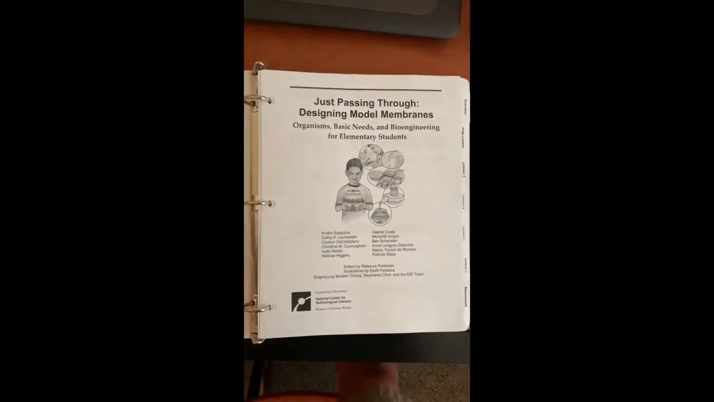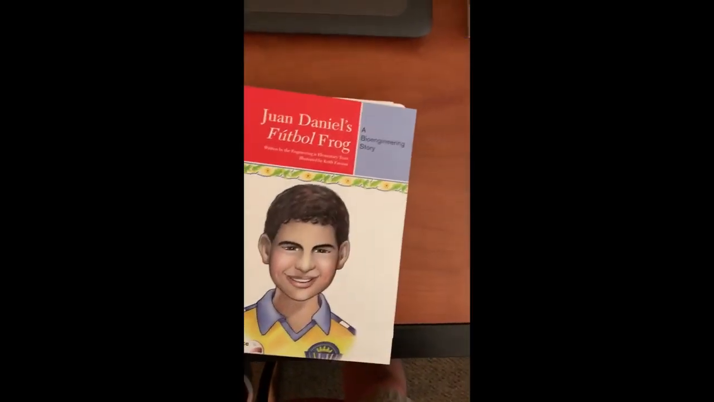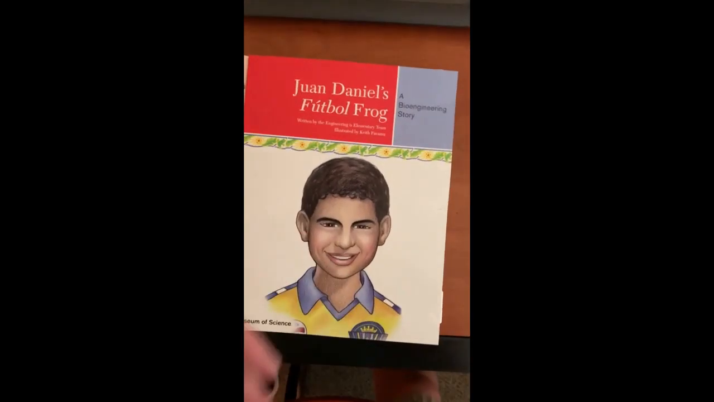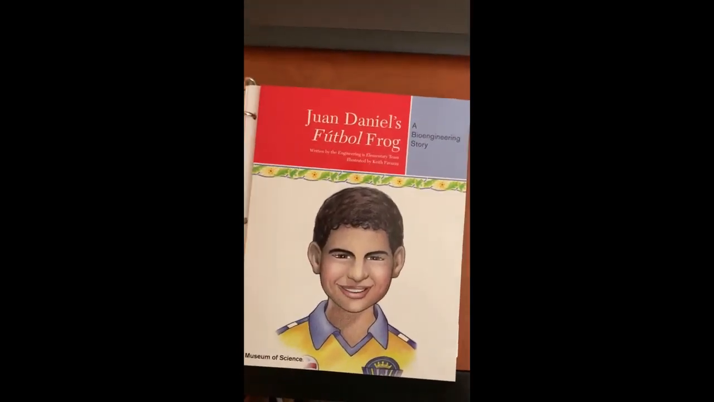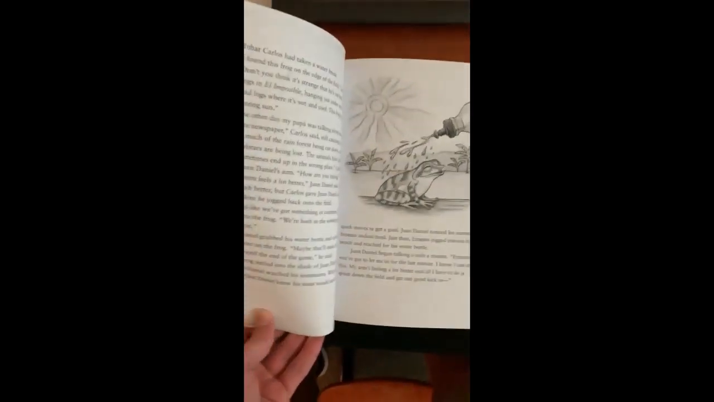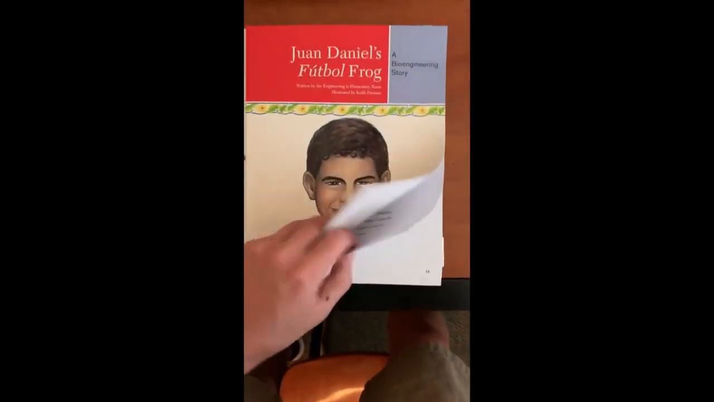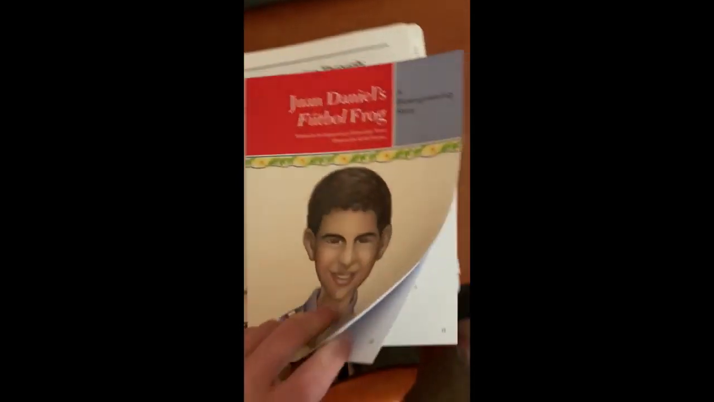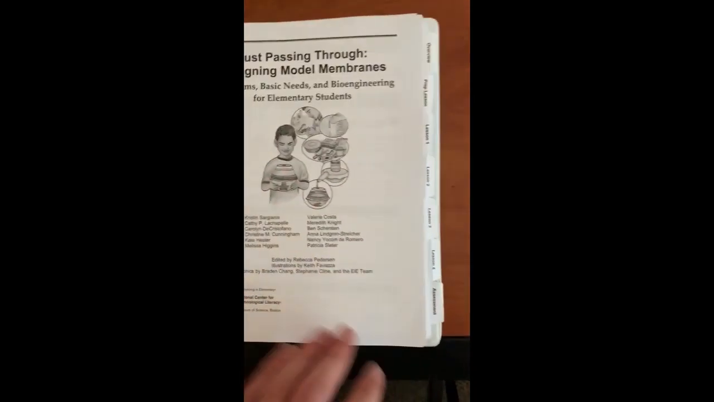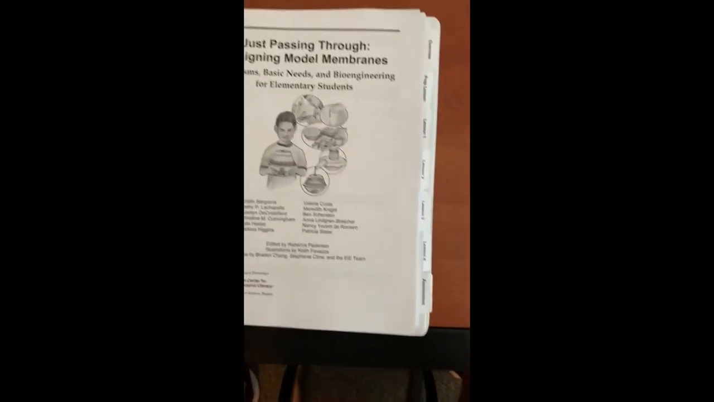And the cool thing about it is that it has these stories that go along with it. So these stories, this is Juan Daniel's Football Frog, that are both cultural, so you have a social studies piece to it, but it also has a science story built in, and it's reading at your kid's reading level. So just looking through the book, you can see pictures, large text, good to see. And so it has a bunch of cool stuff with it, and that's how you frame out your lesson.